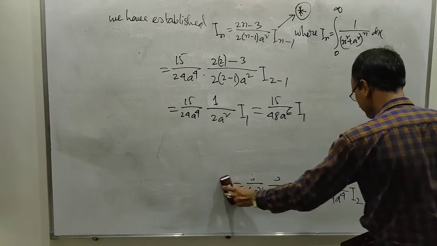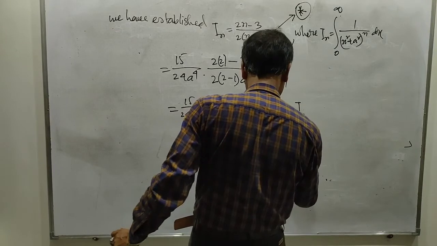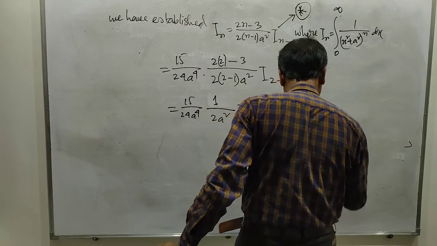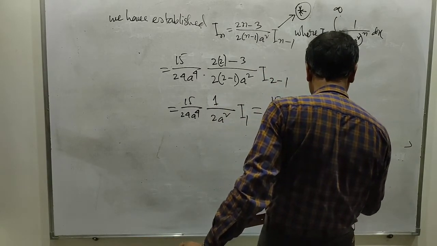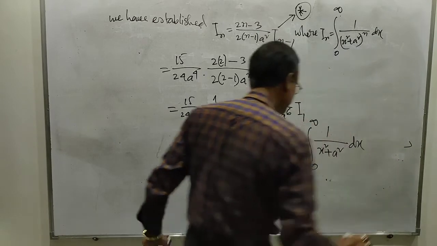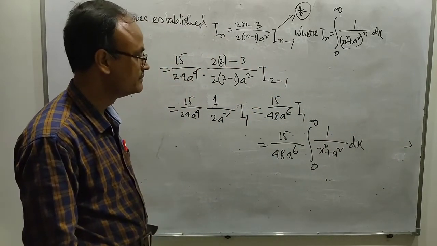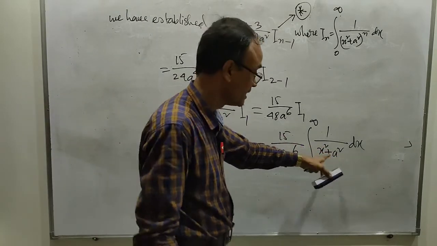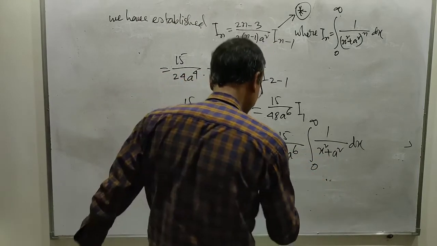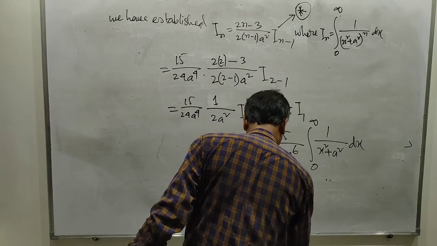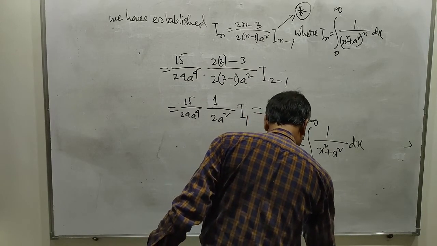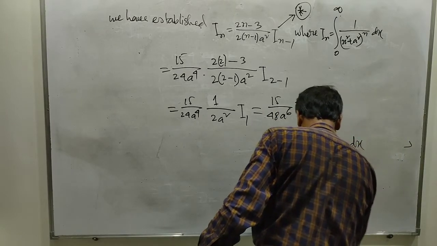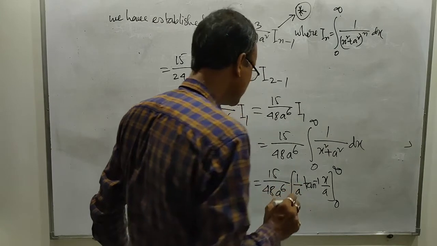Again applying star, I1. This is equal to 15 by 48 a to the power 6 I1, which means integral 0 to infinity of 1 by x square plus a square to the power 1. The whole to the power 4 has been reduced to the whole to the power 1. What is the integral of this? 1 by a tan inverse x by a. So 15 by 48 a to the power 6, 1 by a tan inverse x by a, from 0 to infinity.